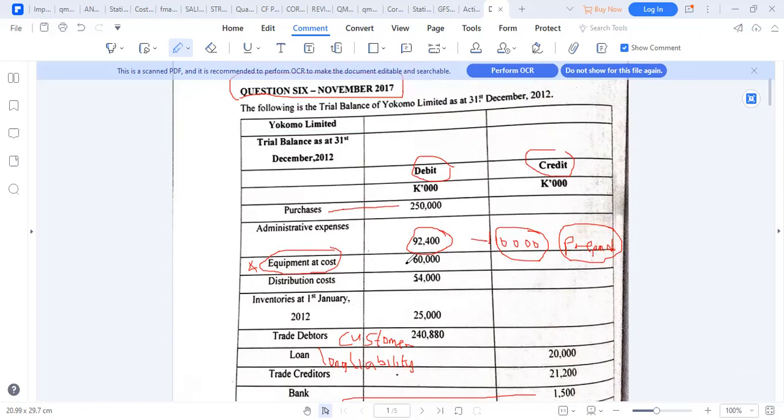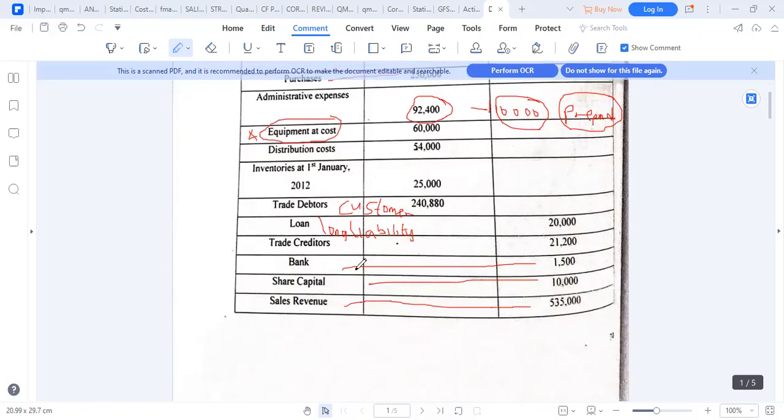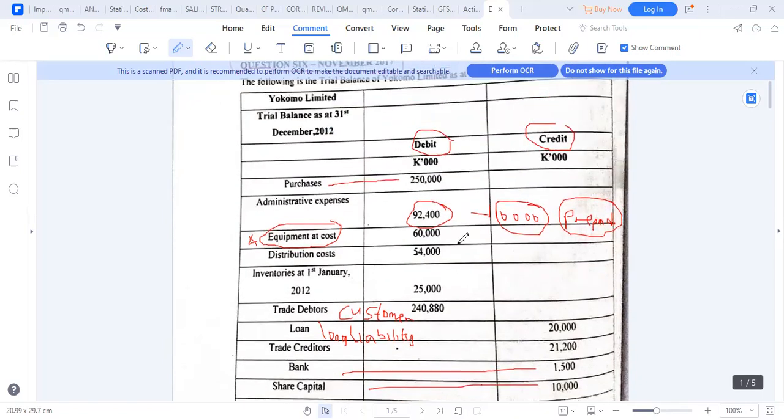So this is why the bank on the credit is a liability. Share capital, quite right, because capital invests in the business. That's why it's a credit. Sales revenue is on credit because you sell to customers. Equipment is your asset. All assets and expenses have a debit balance. That's the way it is in accounting. A loan is a liability because you're owing. All liabilities and income have a credit balance. That is one thing you should know.